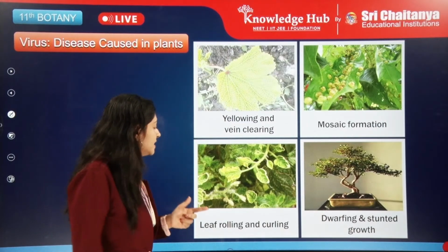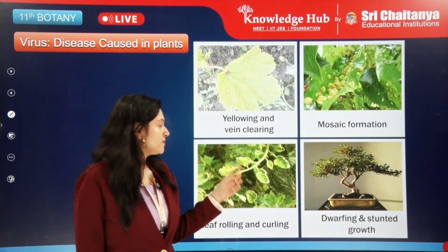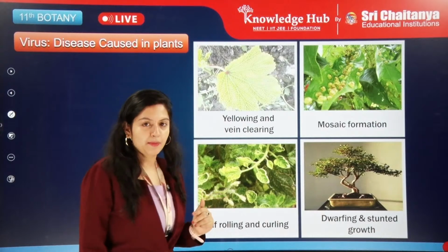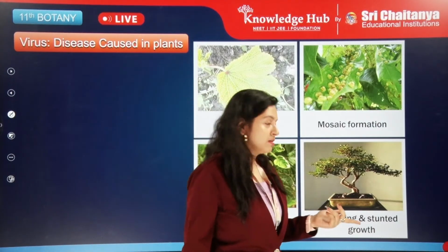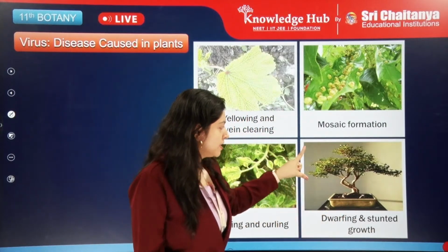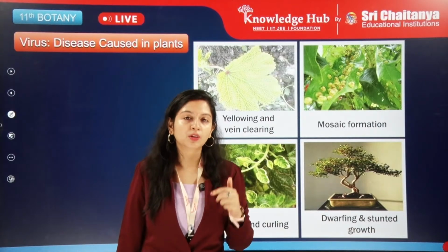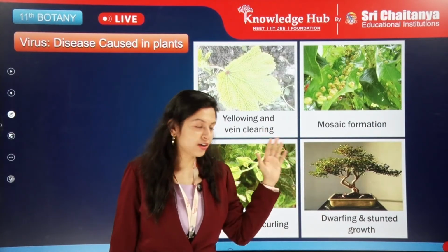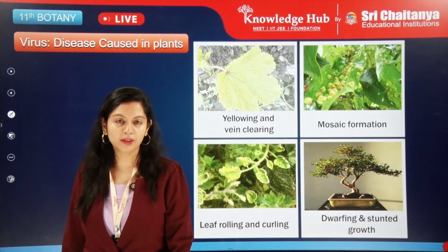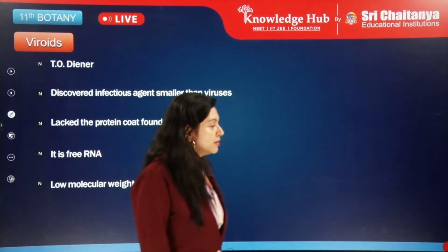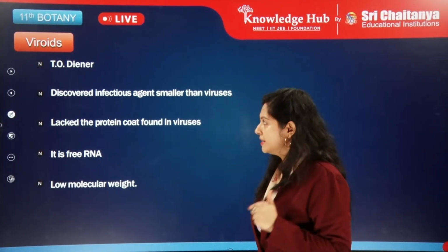Okay, next thing is leaf rolling and curling. Curling of the leaves and rolling of the leaves, all these things happen in viruses. After this, one more thing, this is a picture given, but what it is resembling is dwarfing, a reduction in the height and stunted growth, reduced growth. Okay, so let's see the other one, viroids.